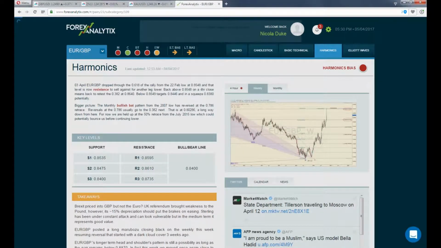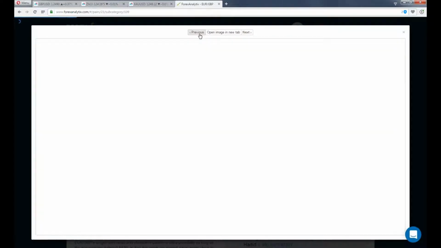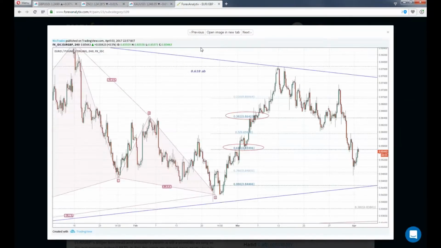Let's go back to the 4 hour. I think that we're going to continue lower to 84.46. This is where we failed, and then this wedge that we're in, this is my 4 hour chart, will break lower. I haven't got it on here.